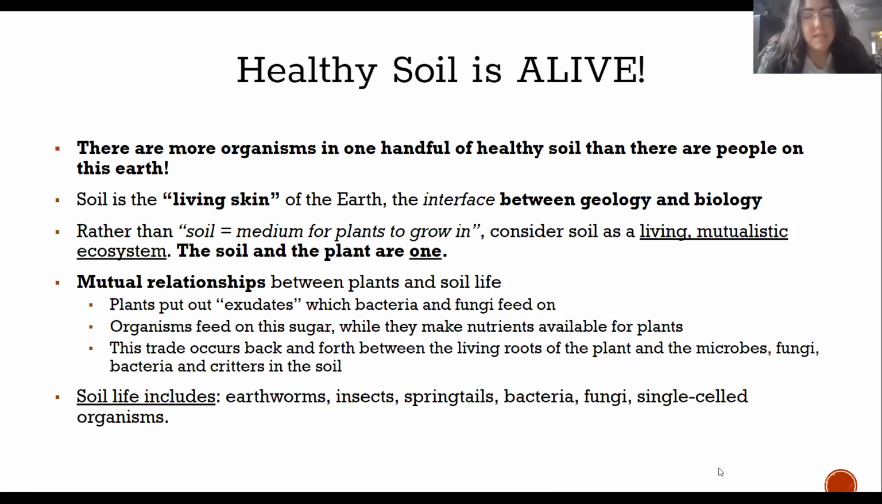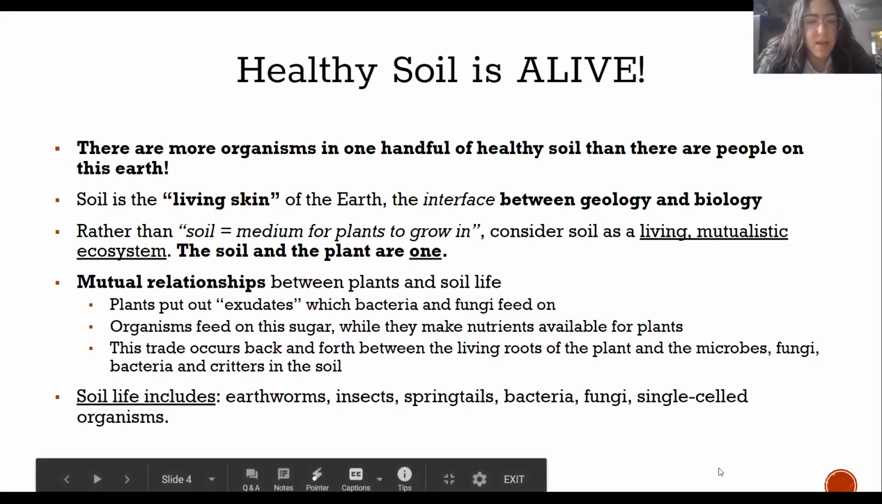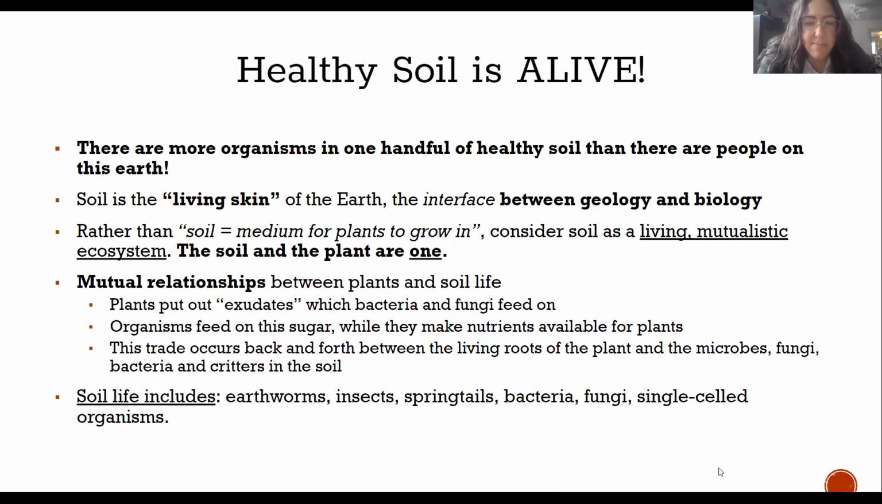Has anybody else thought about our soil in this way? Or is this kind of a new concept? This idea of soil being alive? I haven't thought about it in detail, so I'm looking forward to what you have to say.